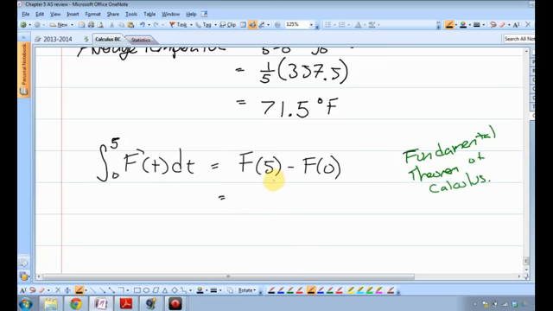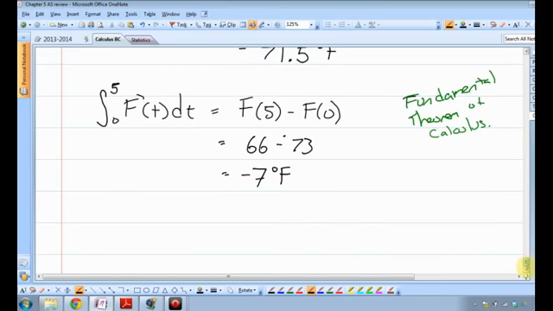F of 5 is 73. No, so f of 5 is 66, right? 66 minus 73 is equal to -7 degrees Fahrenheit. And you're supposed to interpret that. So don't interpret the integral, interpret the result. How can I best word what this f of 5 minus f of 0 is?